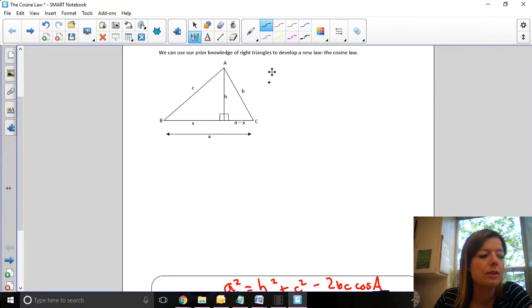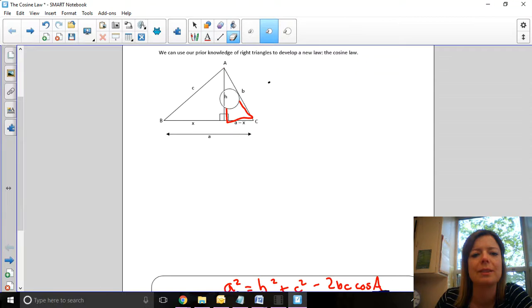The first thing that we know is if we look at this right triangle, from here to here. I'm going to erase that just so we can still see the labels. So I'm looking at this triangle here.